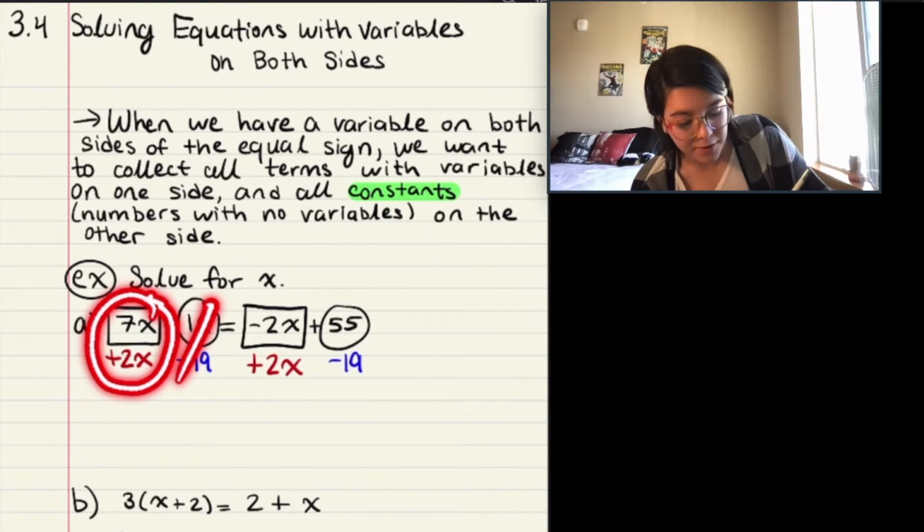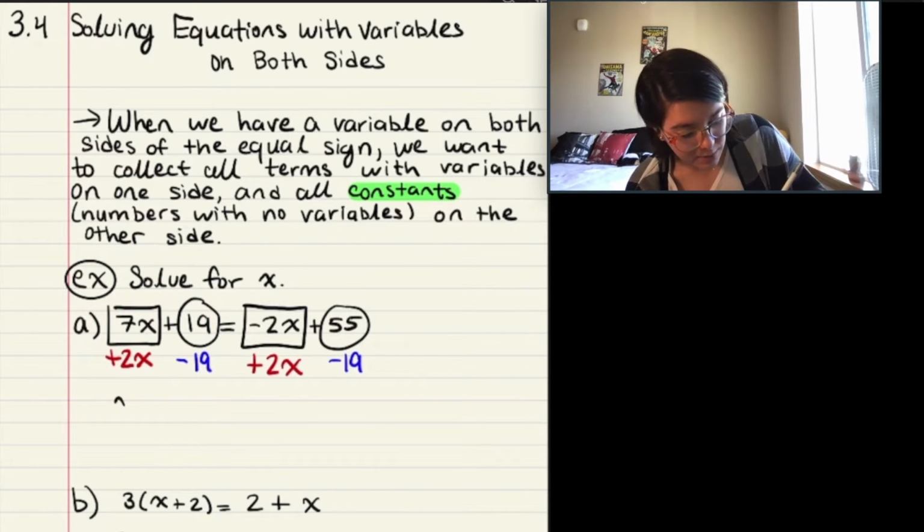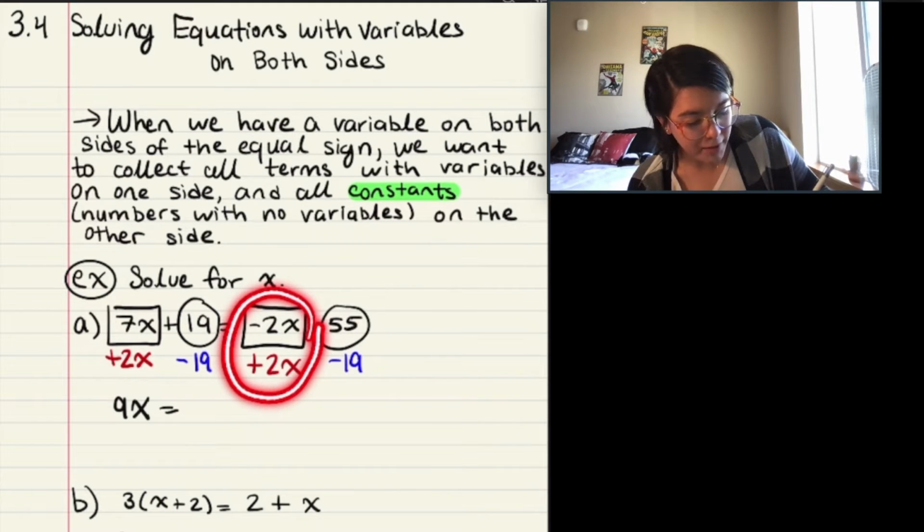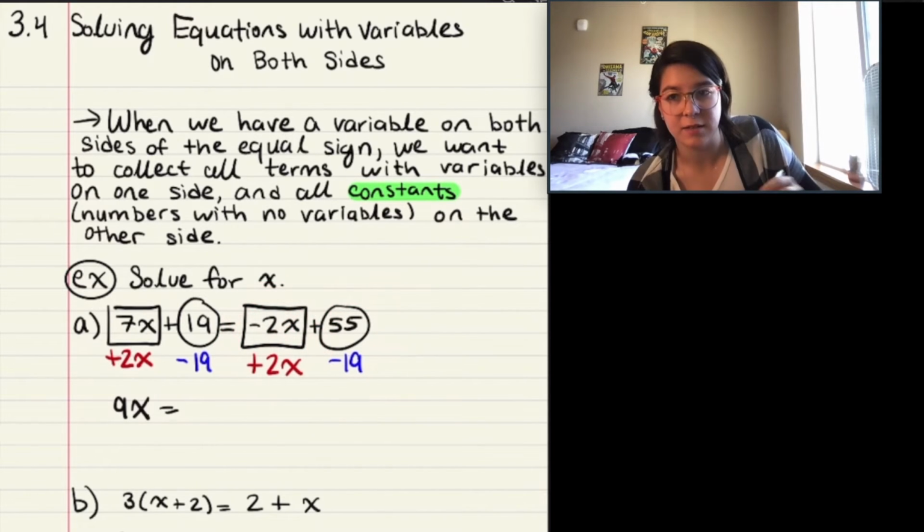So we'll add those together. 7x plus 2x is going to be 9x. Again, our 19s cancel. On the right, our 2's cancel since we have a minus 2 and a plus 2, so those go away. And so we're just left with 55 minus 19, which gives us 36.